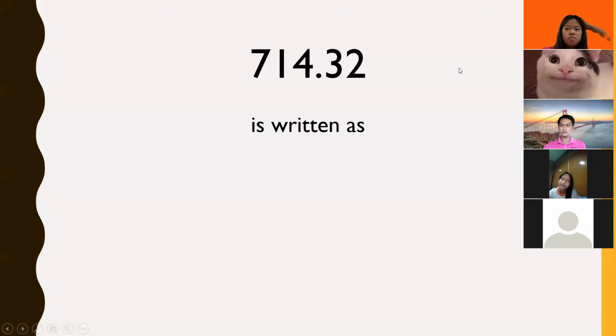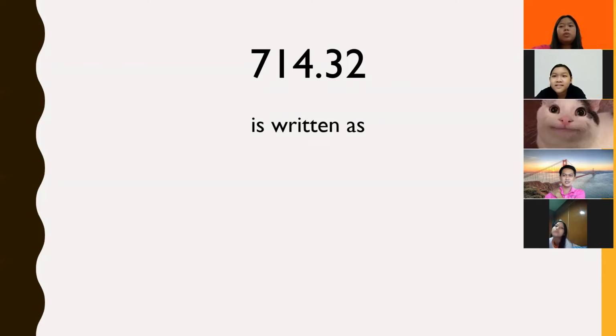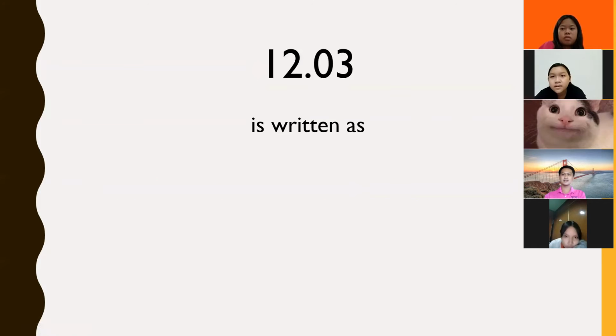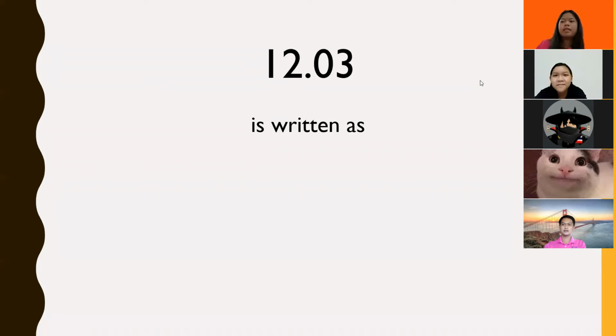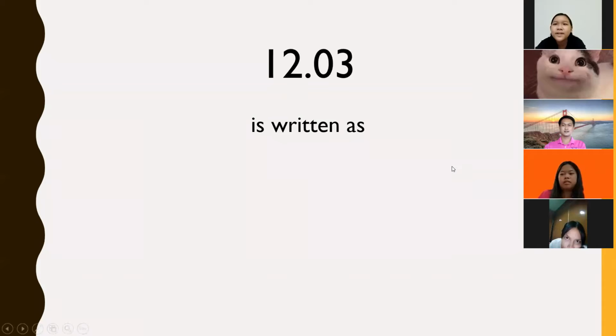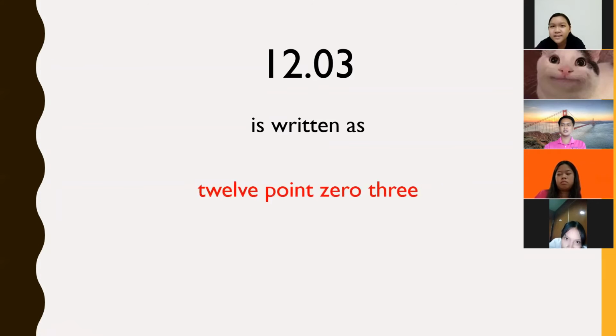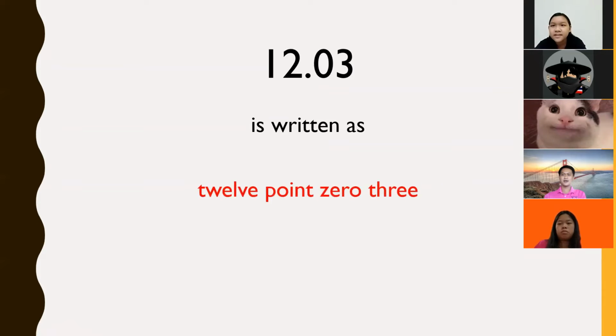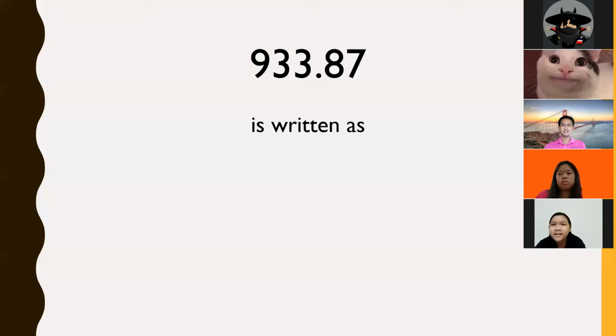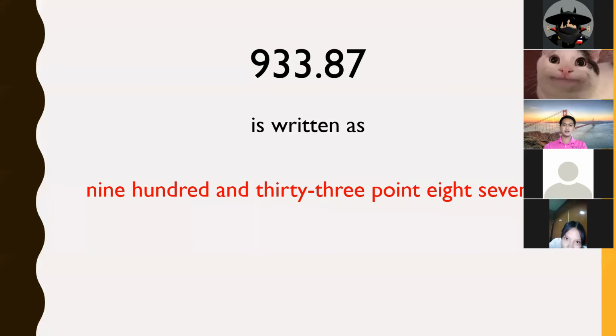Let's try. Let's call on Boa. How do we read this number? 714.32. Next, Kiki. 12.03. Okay, next, C game. 933.87. Very good. How about the others?